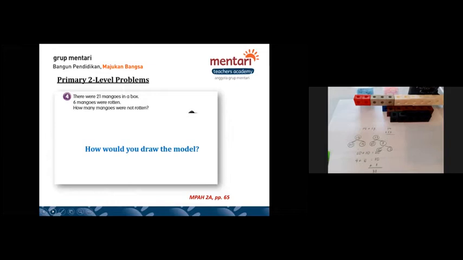How many mangoes were not rotten? How would you draw the model? And maybe how would you solve it? Okay, maybe I'll give you just a few moments to try. And if we can invite 1 or 2 people to just show your model later on in front of your camera, your web camera, that will be wonderful. Okay, so if you wish to show everybody, you can just raise hand and our moderator will help me identify who you are. So you can show us.